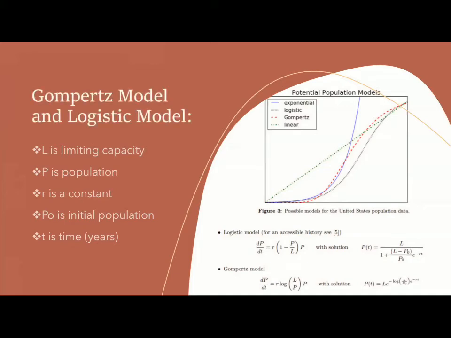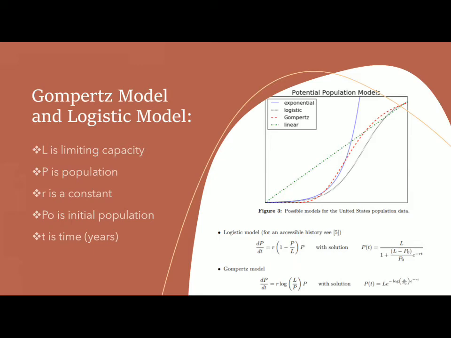So in this part of the video, we're going to be comparing both the Gompertz model and the logistic model. And on the left side of the presentation, you can see what each variable represents. We have L, which is the limiting capacity, also commonly known as the carrying capacity, depending on what your teachers call it. P represents the population.